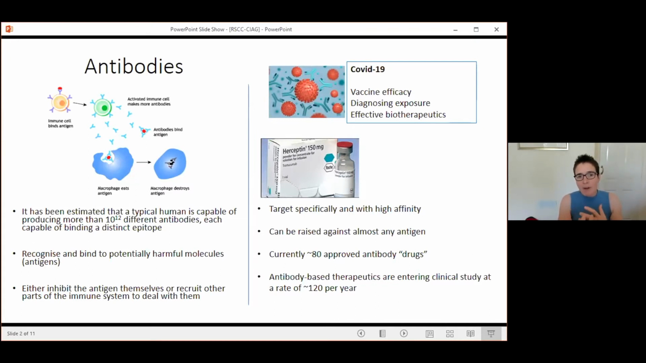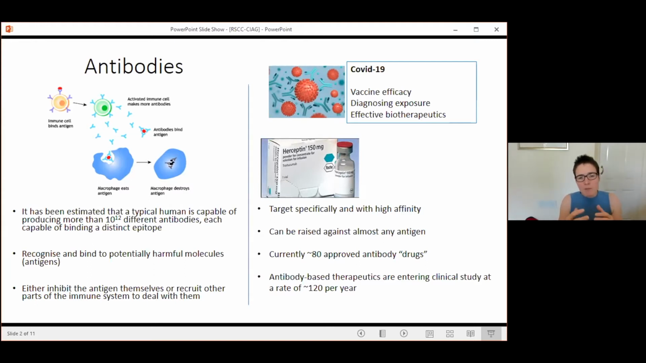Now, the other part about antibodies is not only are they our natural defense, they've also become very prominent in terms of other things. So I've already mentioned the concepts around vaccines, but also they can help you diagnose exposure, whether you have been exposed to COVID. But perhaps most importantly and most interestingly developing at the moment is the development of effective biotherapeutics. Because antibodies can target specifically and with high affinity, as far as we can tell, almost any antigen, then they're fabulous as a drug. There are about 80 approved antibody drugs at the moment.